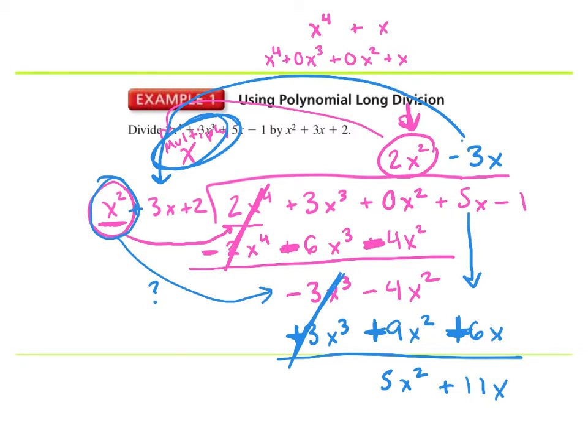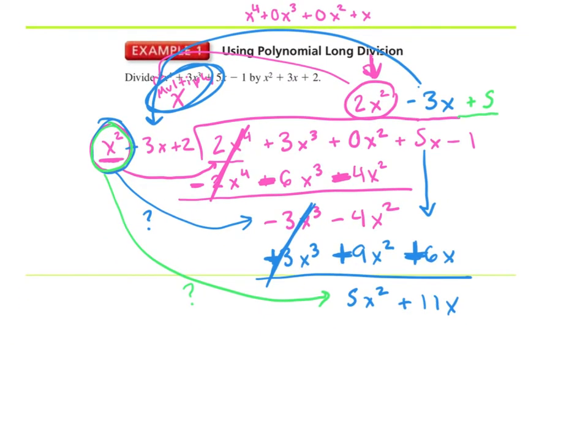Now we do it again. What times x squared gives us 5x squared? 5. So we have a plus 5. Now we multiply what's on top with what's out front. So it's 5 times x squared. 5x squared. What's 5 times 3x?